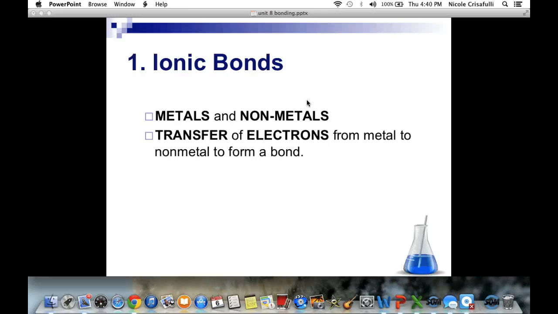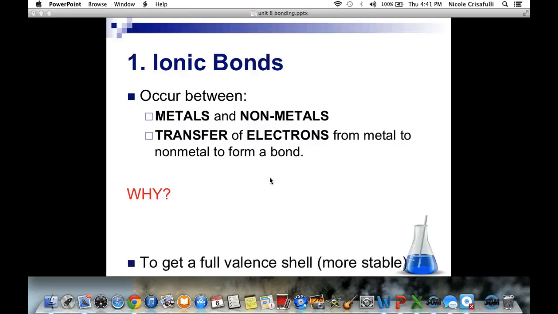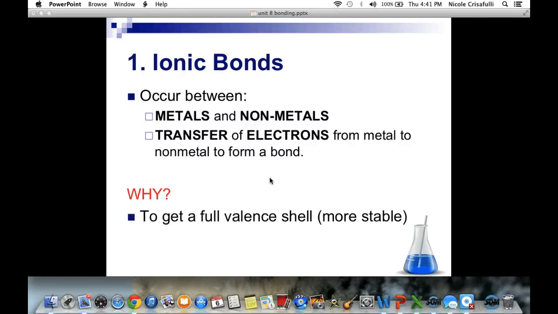Something from the left side of the staircase bonding with something from the right side of the staircase on your periodic table. And the reason why this happens is that we have a transfer of electrons from the metal to the nonmetal to form a bond. So what does that look like? That happens because we are always wanting to get this full octet.